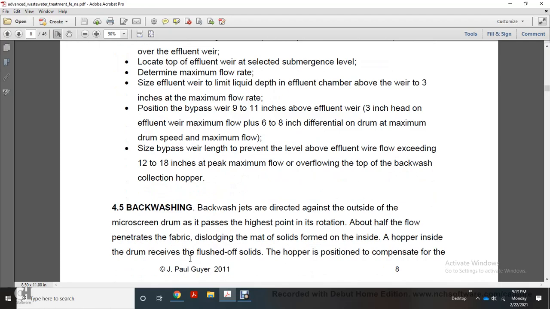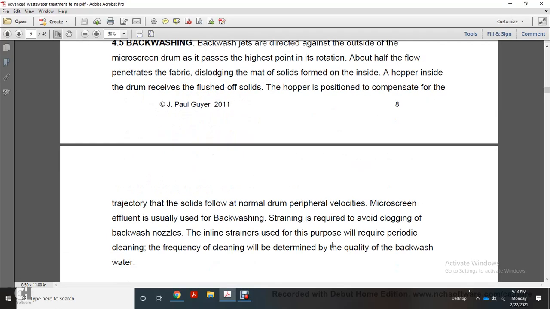Backwashing. Backwash jets are directed against the outside of the microscreen drum as the screen passes the highest point of rotation. Half of the flow penetrates the fabric, dislodging the mass of solids formed inside. A hopper inside the drum receives the flushed-out solids. The hopper's position compensates for the trajectory that the solids follow from the moving drum.